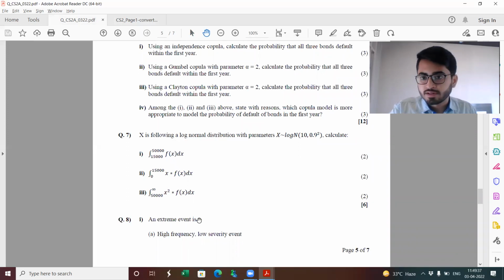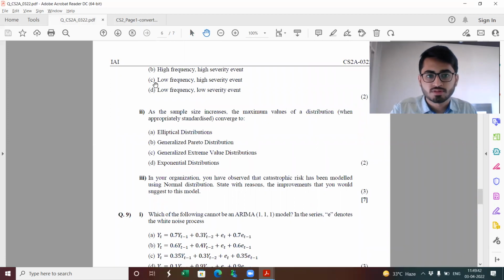Question 8, an extreme event is... So extreme events are basically low frequency, high severity. That becomes option C. As the sample size increases, the maximum value of a distribution, when appropriately standardized, converges to the generalized extreme value distribution.